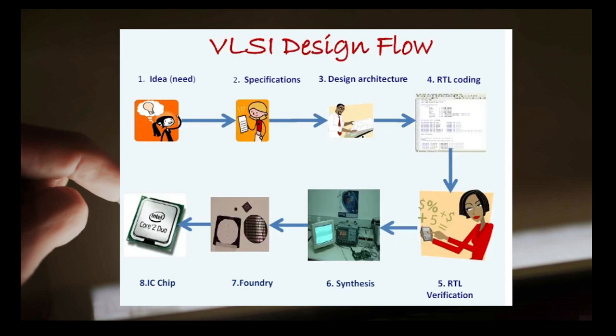VLSI design flow. First, we need to know the problem. We have to get some idea. Based on the idea, specifications need to be jotted down and the design architecture needs to be designed. Then RTL coding and RTL verification. RTL is an acronym of register transfer level logic. Next, synthesis. The next step is foundry, and the last step is the IC chip.